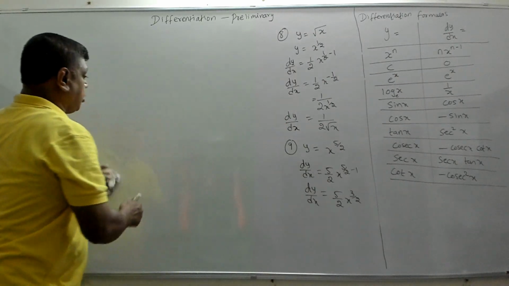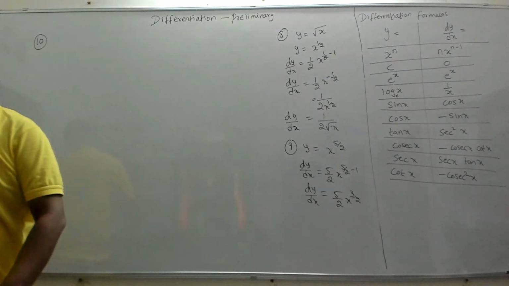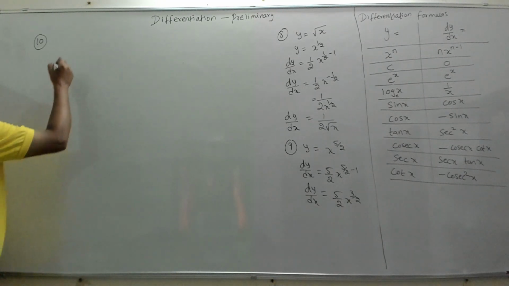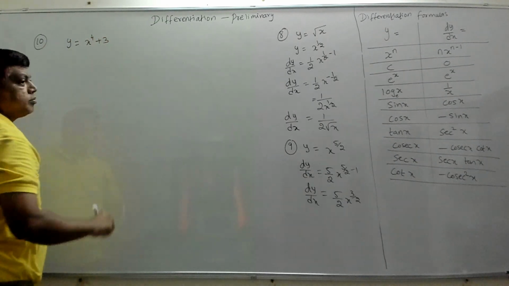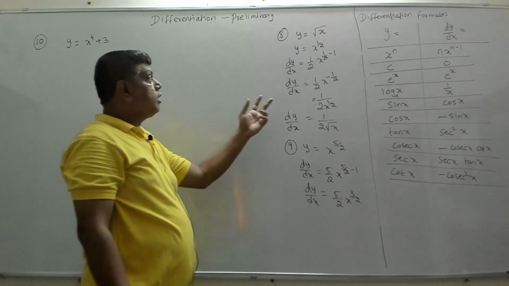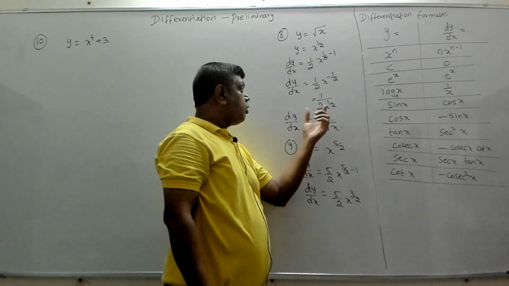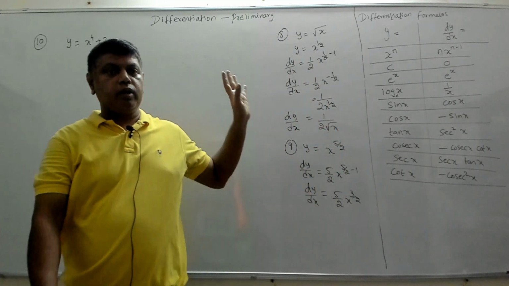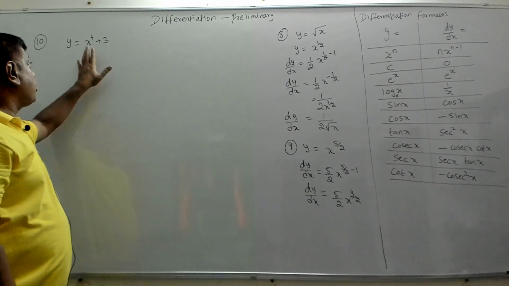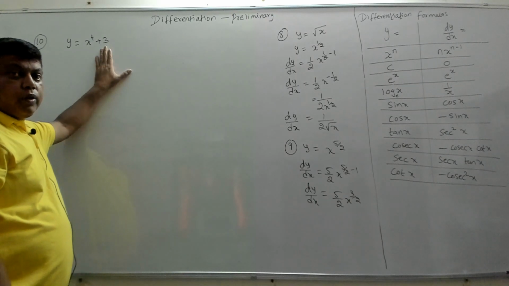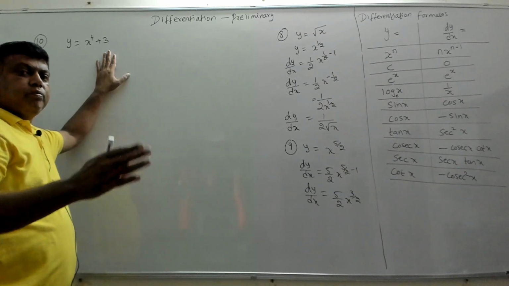Or let's take the next problem, which is the 10th problem, right? So y is equal to x power 4 plus 3. See, till now what we were seeing? We were seeing problems where y was having only one term, only root x, or only x power 5 by 2, like that. Now here, your y is having two terms. X power 4 is one term, 3 is another term. So when you have two terms and if you want to differentiate, we will differentiate each term one by one.